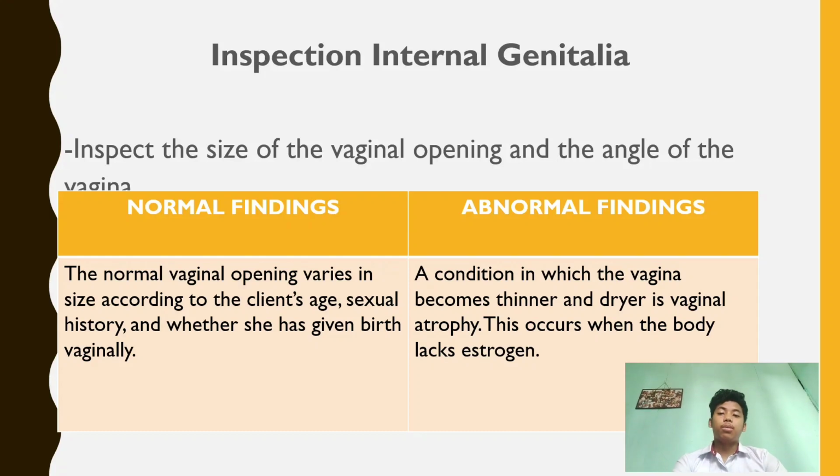For the abnormal findings, a condition in which the vagina becomes thinner and drier is vaginal atrophy. This occurs when the body lacks estrogen. Some causes may include menopause, breastfeeding, surgical removal of the ovaries, and cancer treatments. The risk increases if you smoke or with the absence of vaginal birth. Any loss of hymenal tissue between the 3 o'clock position and the 9 o'clock position indicates trauma, such as penetration by digits, penis, or foreign objects in children.